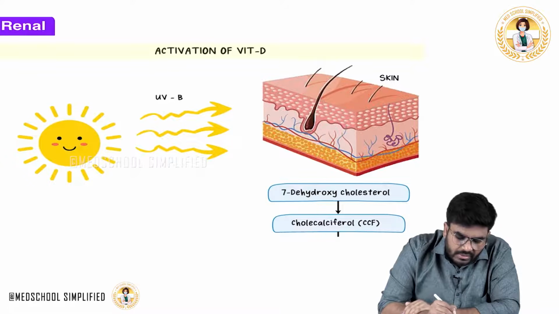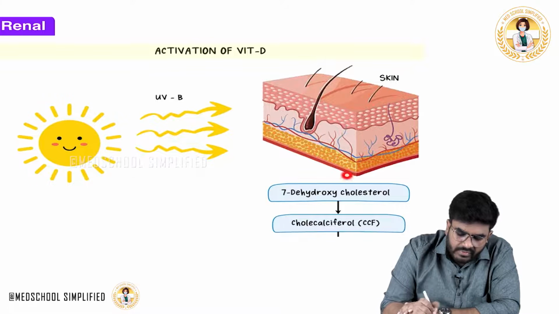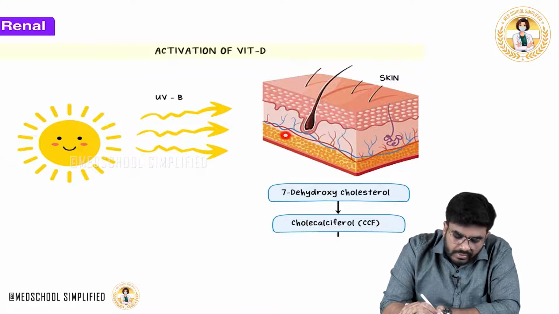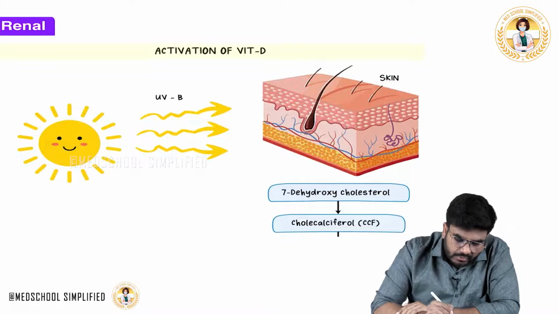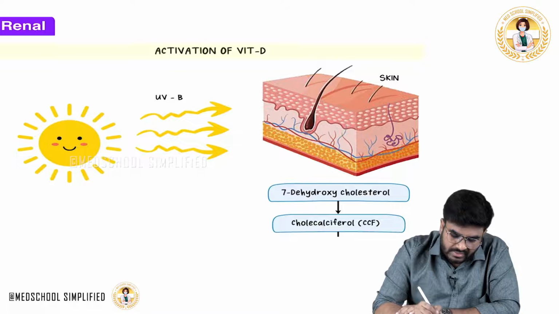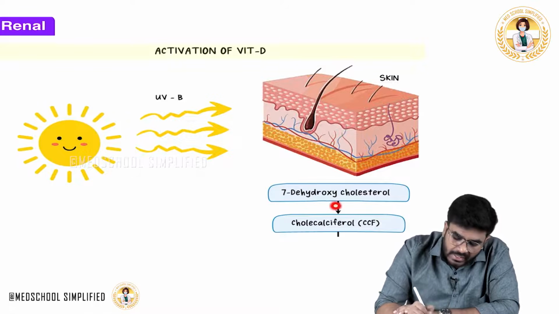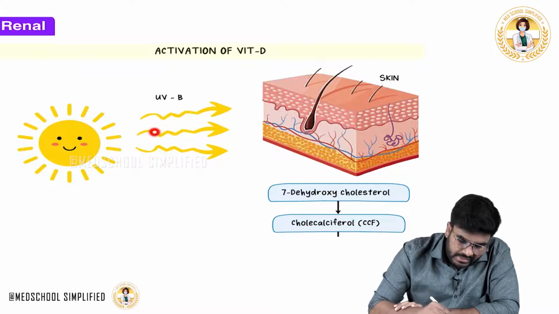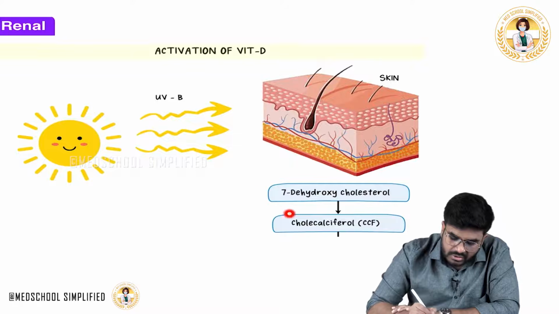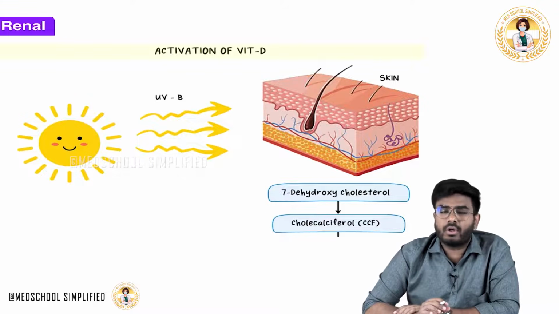Now what happens when this UVB radiation falls on the skin? In the skin, what do we have? In the skin there is subcutaneous fat present. Here we have the cholesterol. Whenever this UVB is falling over there, what happens? This cholesterol, 7-dehydrocholesterol, which is present in our skin, is a cholesterol form. Now this 7-dehydrocholesterol is converted into cholecalciferol when this radiation is falling over here.